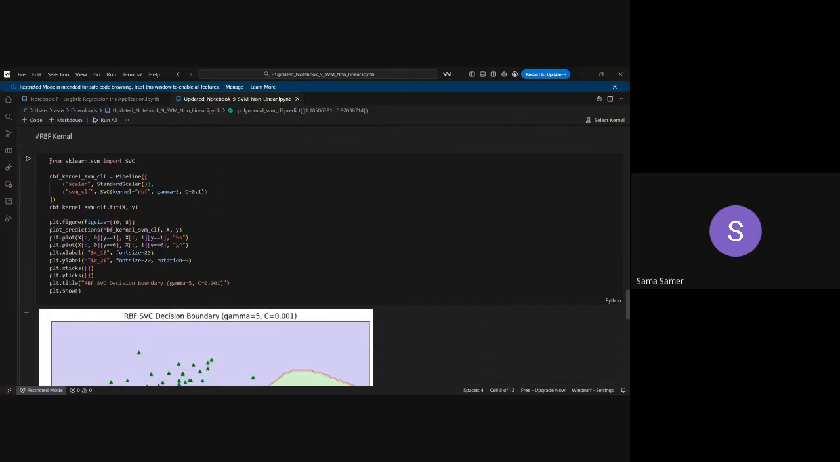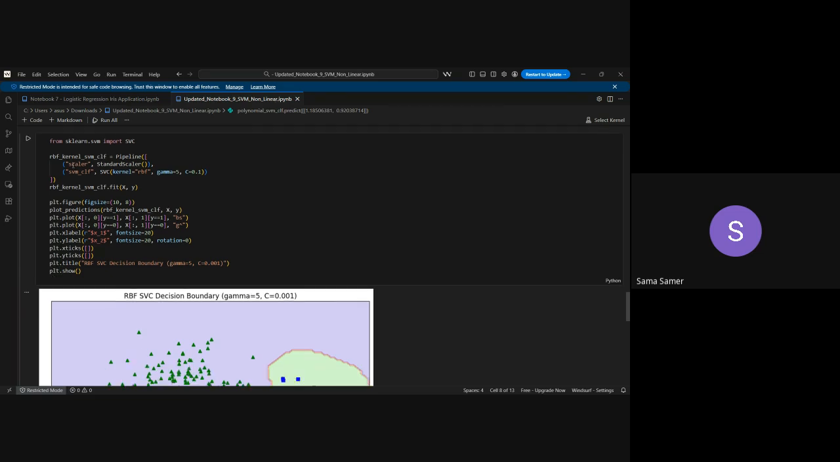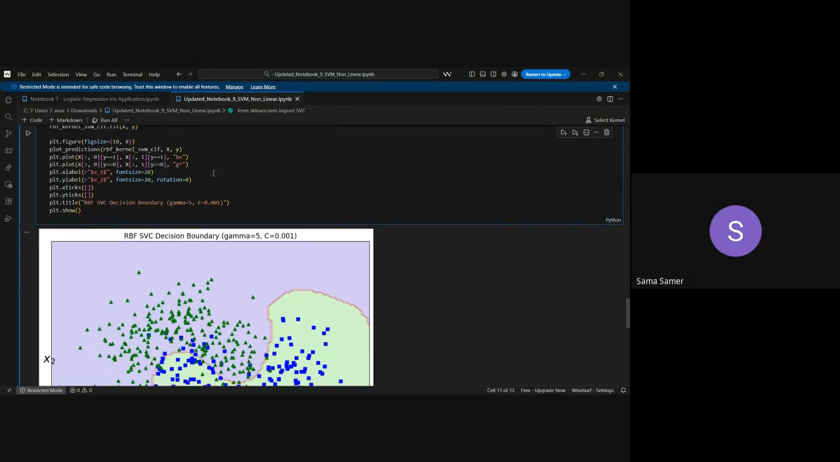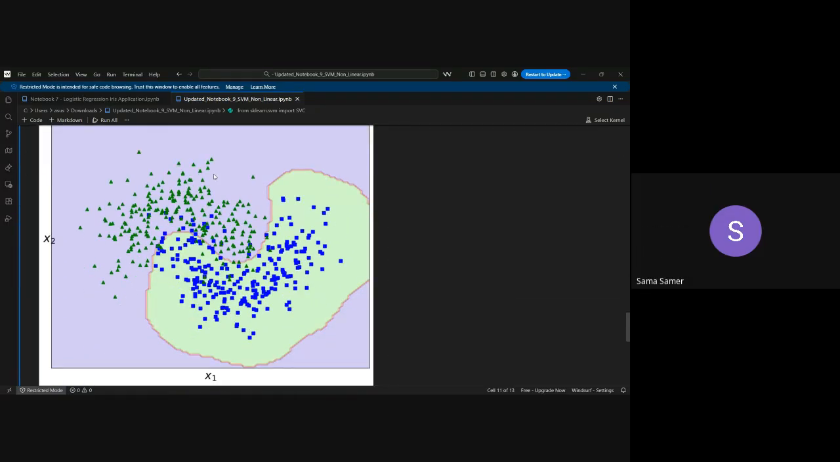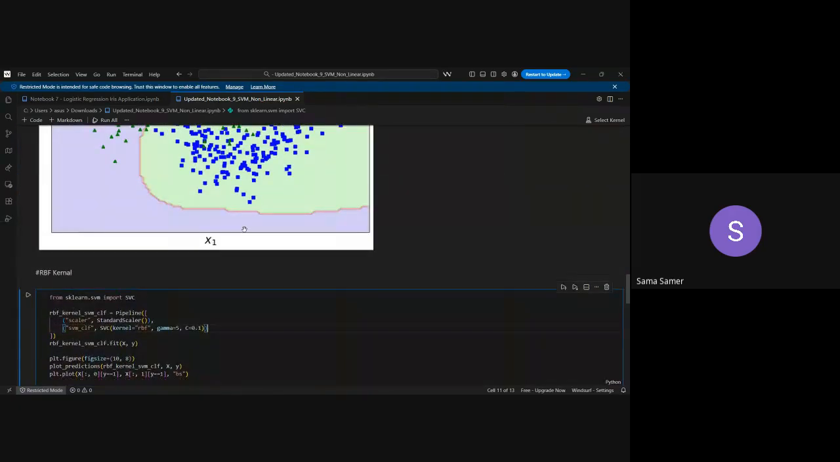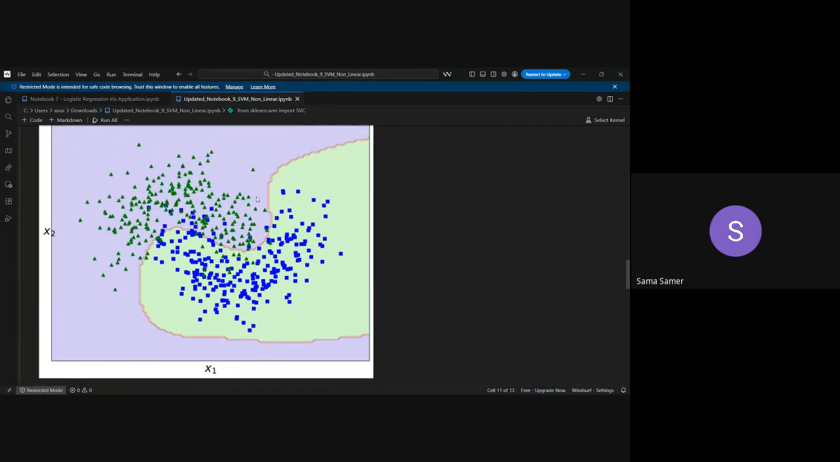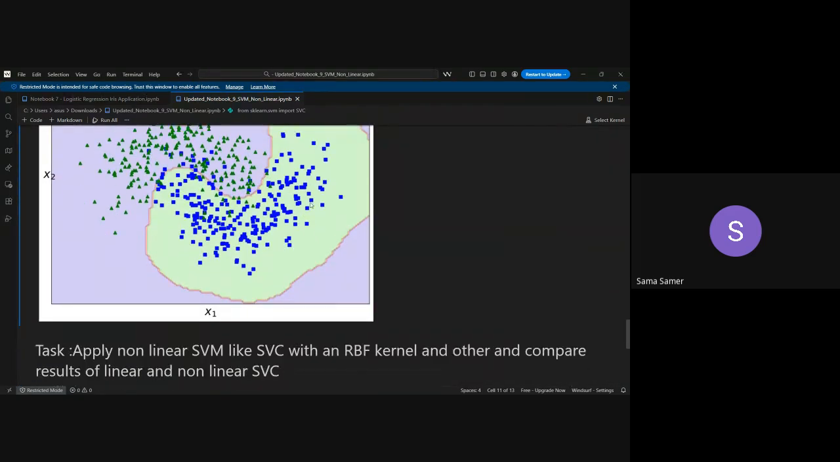Here we have applied an RBF kernel. We applied it by importing SVC from the SVM module, with a standard scaler, a kernel of RBF, a gamma of 5 and C equals 0.1. Again, the smaller the C is, the more penalty we will have. This is how the margin looks after applying an RBF kernel. You can see it allows some violations. The margin was bigger before, but now it becomes like this.